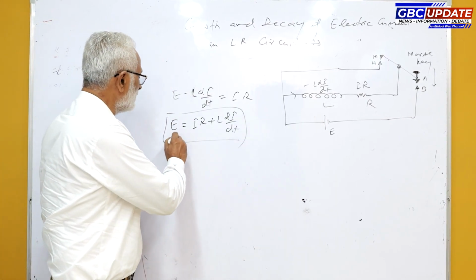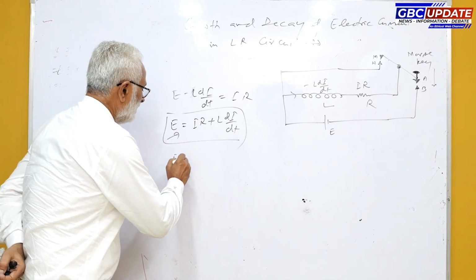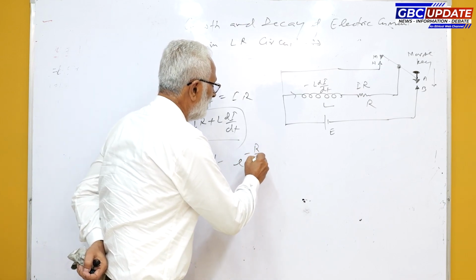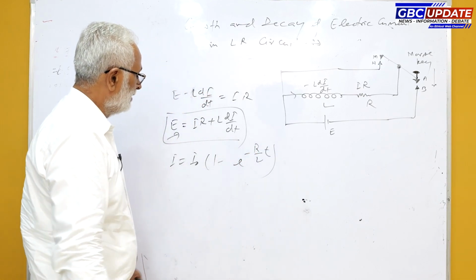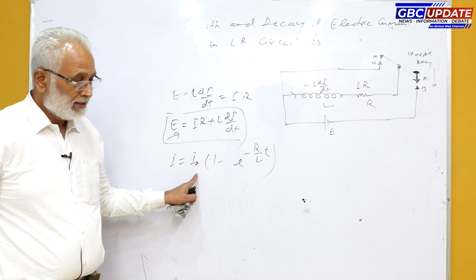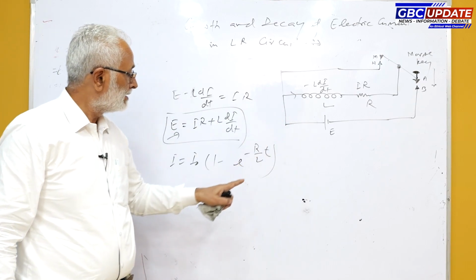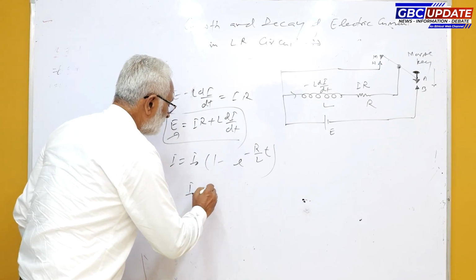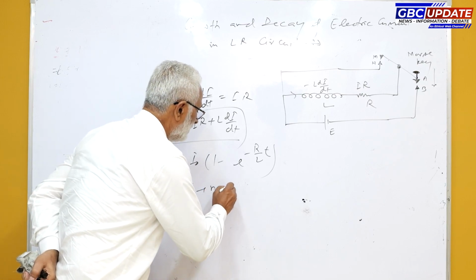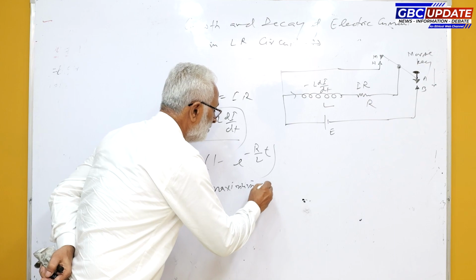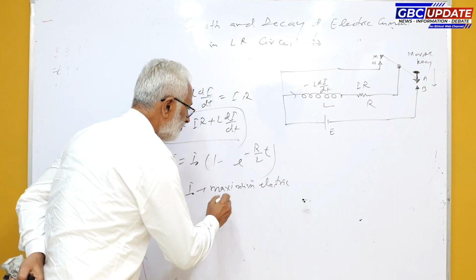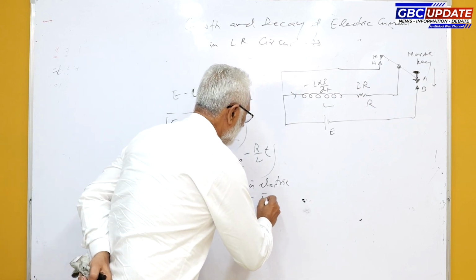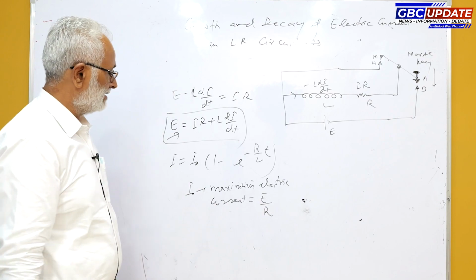Now, solving this equation, we get I is equal to I naught into 1 minus e raised to the power minus R over L into t. This relation represents the electric current through the LR circuit at any instant of time, and I naught in this case represents the maximum electric current through the LR circuit, which is equal to applied EMF over resistance.